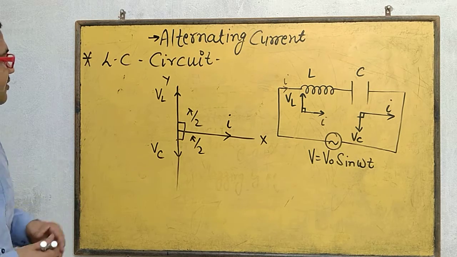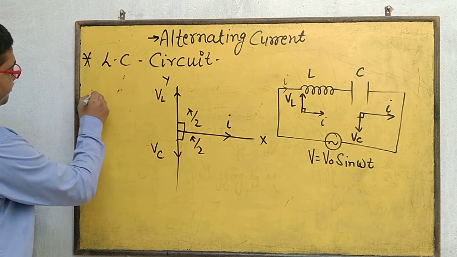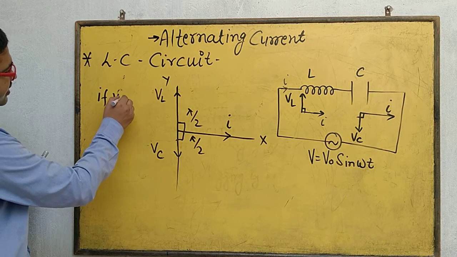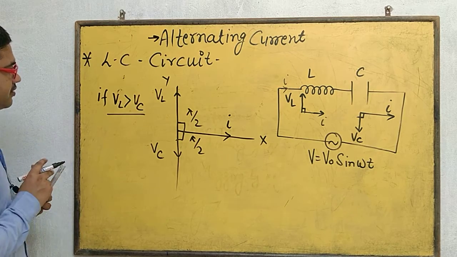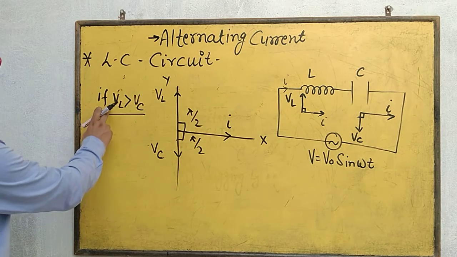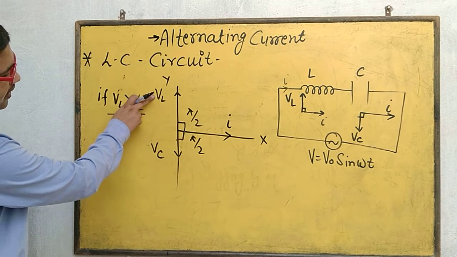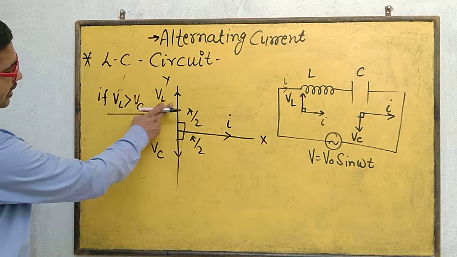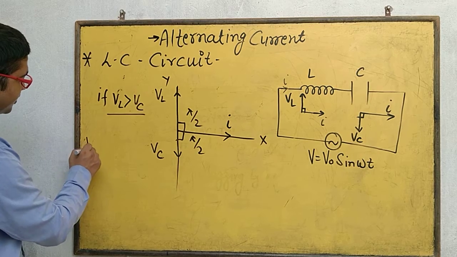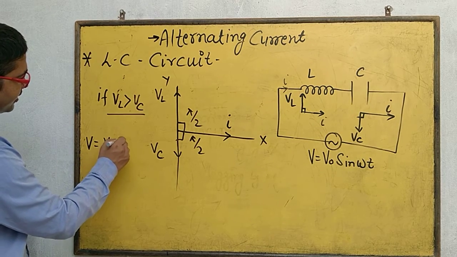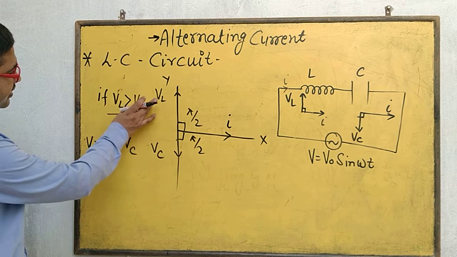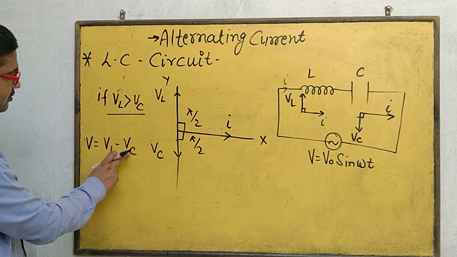Okay, so in this case, if VL is greater than VC, this is just a case, you can take VC greater than VL. If VL is greater than VC, you can see VL and VC are taken as vectors and they are opposite to each other, so the net voltage of the complete circuit is given by V is equal to VL minus VC, because this VL is greater than this VC. If you take VC greater than VL, you should write here VC minus VL.